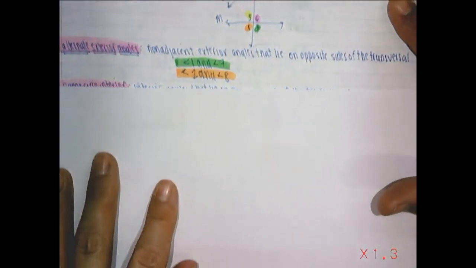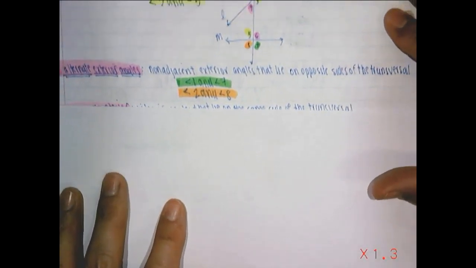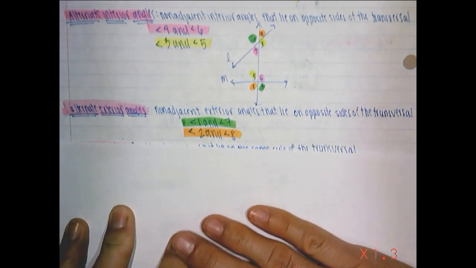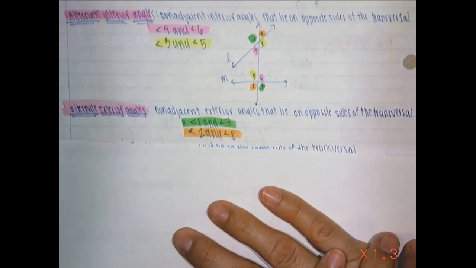We're going to move down here and talk about exterior angles, but I'm going to need this picture still. So alternate exterior angles. Non-adjacent exterior angles lie on opposite sides of the transversal. So they're on the outsides of the transversal, but opposite sides. So angle 1 and angle 7 would be alternate exterior angles, and angle 2 and angle 8 would be alternate exterior angles as well.